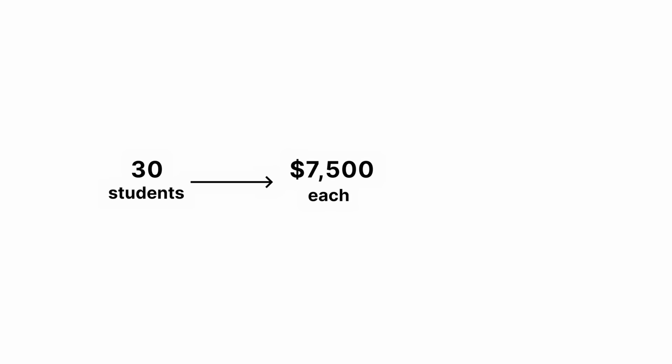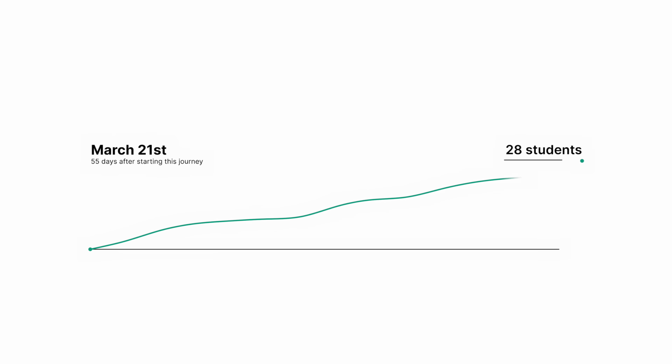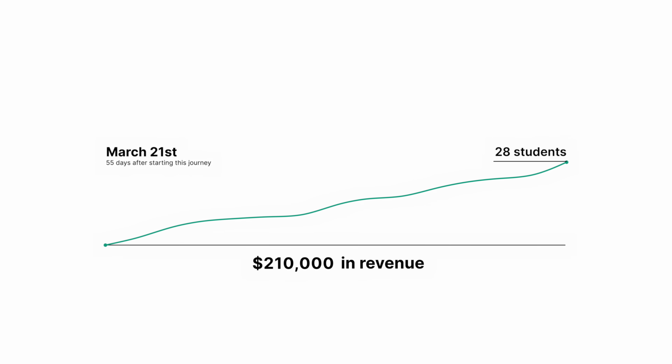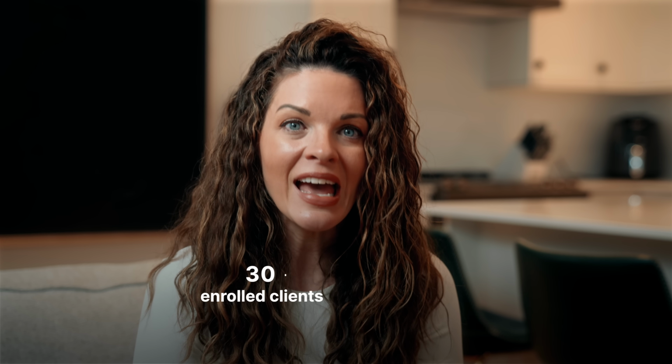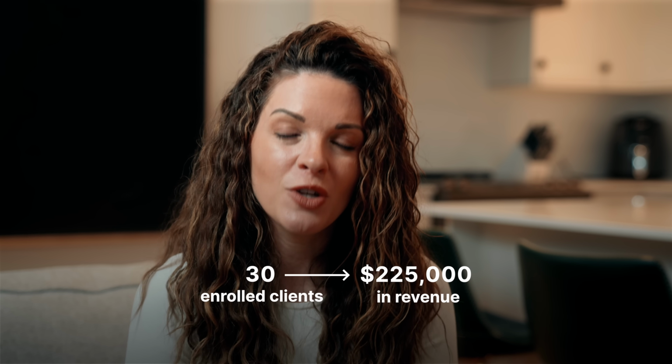So with her new price point, Anna set a goal of enrolling 30 students at $7,500 each for a total of $225,000 in revenue. By March 21st, just 55 days after starting this journey, Anna had enrolled 28 students and collected $210,000 in revenue. Then 2 more clients joined at the last minute after hearing about the incredible results one of her students had already experienced in just 2 days of starting the program. So that brought her to 30 enrolled clients and $225,000 in total revenue, exactly matching the goal she had set.